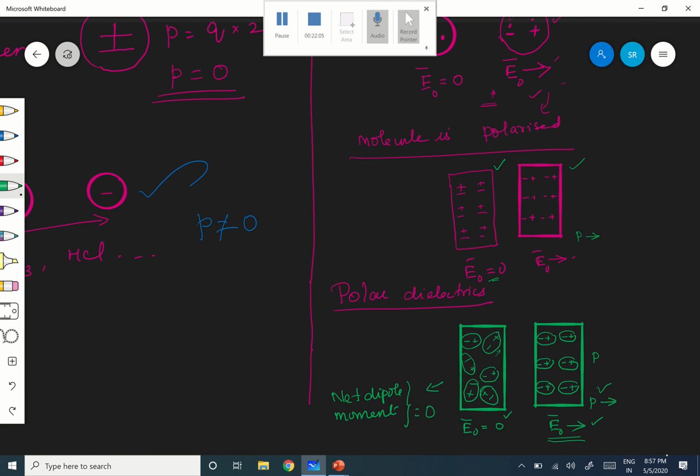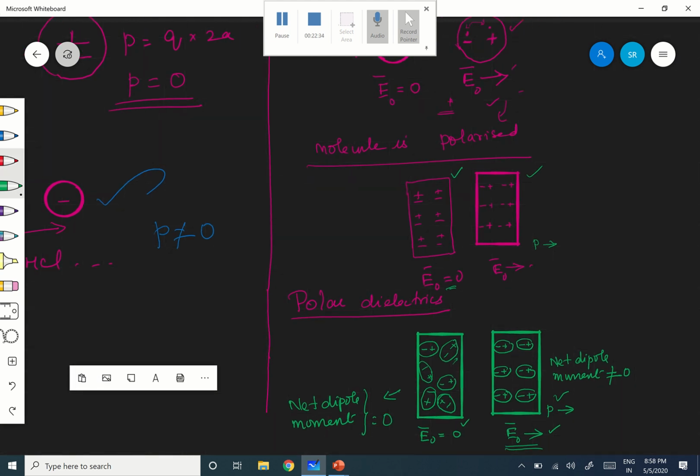P here is not equal to 0. Every molecule has a dipole moment, and the net dipole moment is not equal to 0. Are you following? Which means there is some net dipole moment because of the application of a strong electric field. Hope you are following. Right. With this, we will go to the next topic.